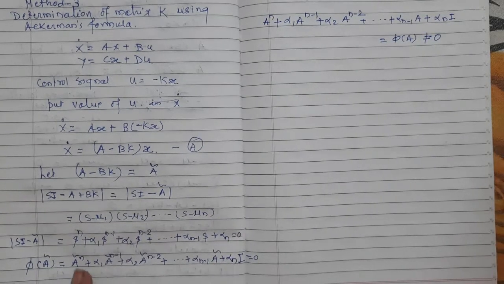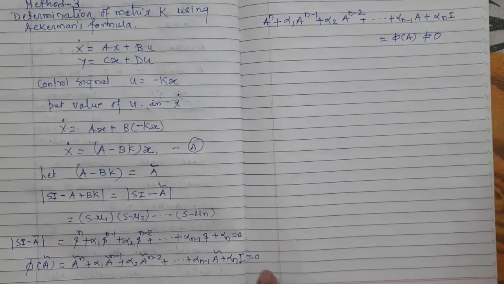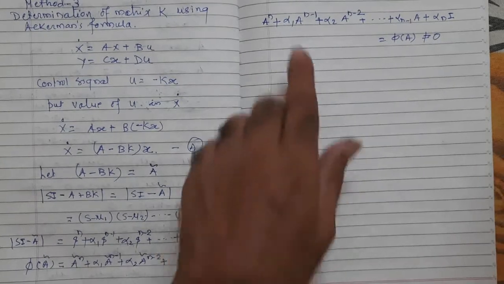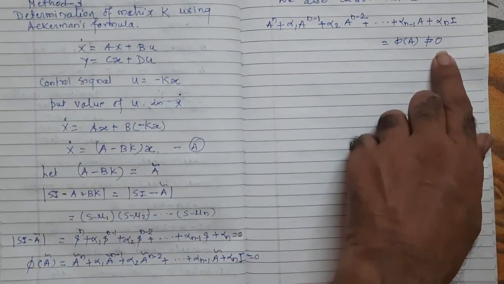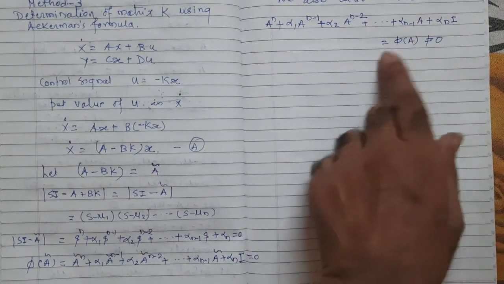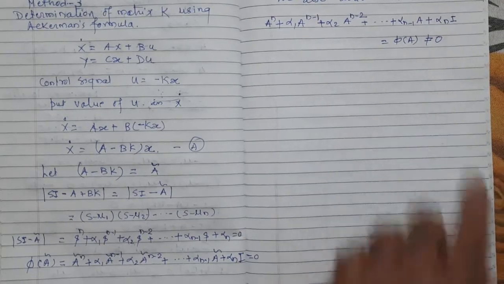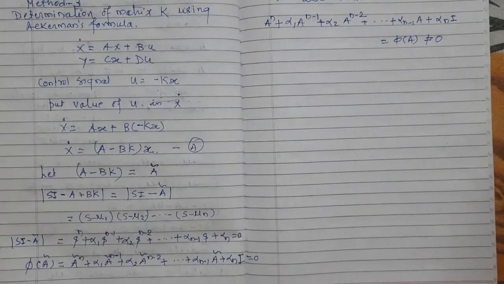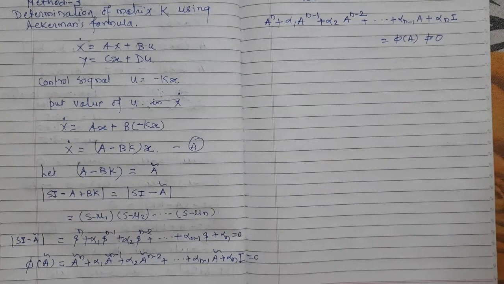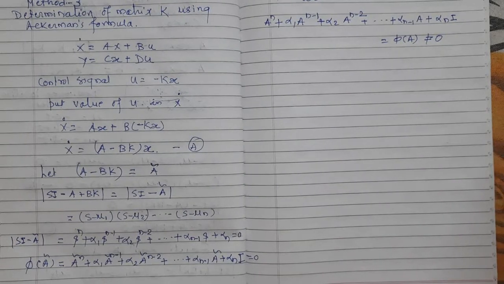If we keep the same coefficients and replace this A bar by A, then this will not satisfy. This will not become my Cayley-Hamilton theorem. It will never prove that this is my Cayley-Hamilton theorem. Now this equation we will use to write down the formula, Ackermann's formula.